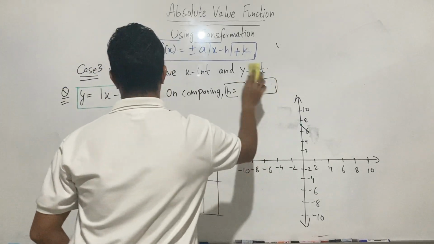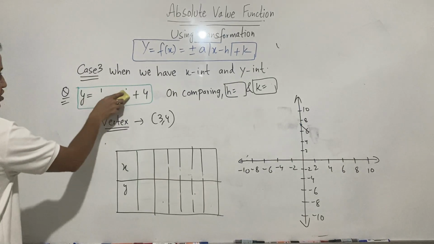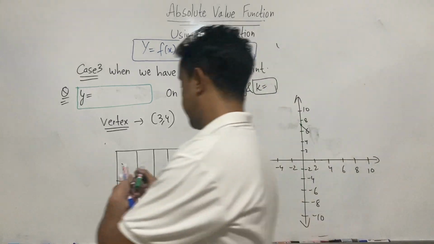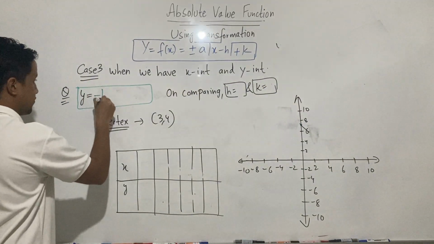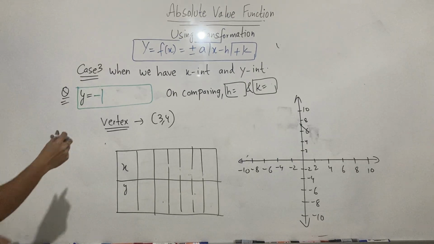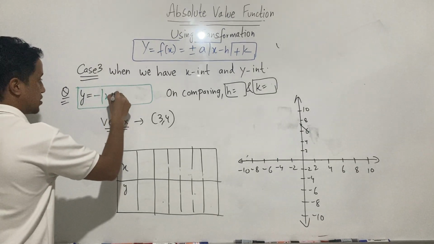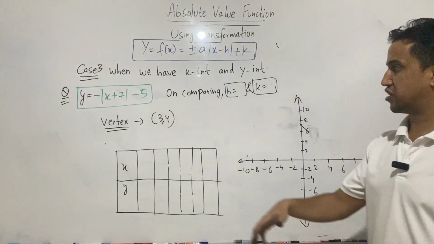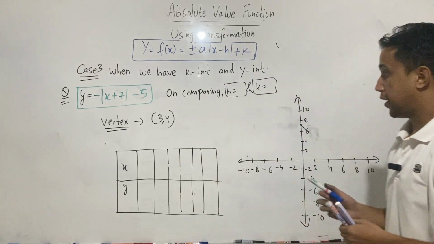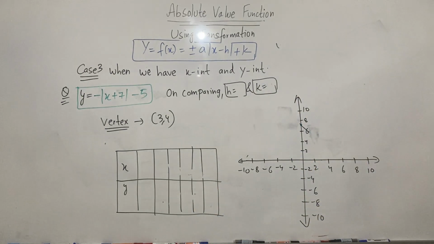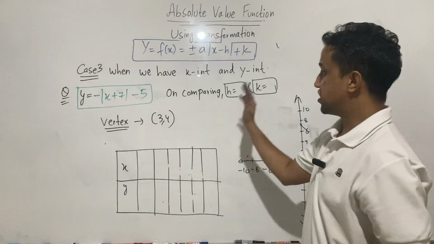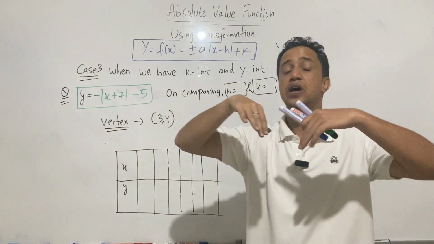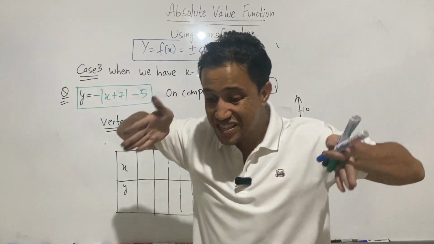All right, this one. And here we are going to change the equation. This time we will take negative y equals negative, and here we will take x plus 7 minus 5. I just picked random numbers. So now see here, we have x-intercept, we have y-intercept. This negative indicates that your graph will open downwards.